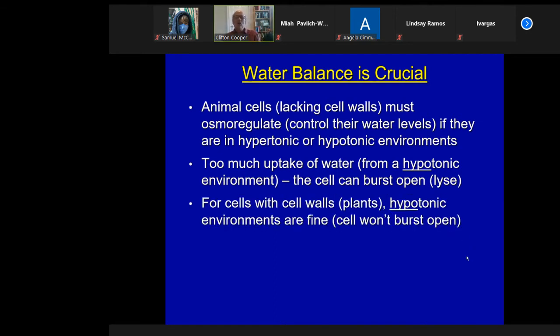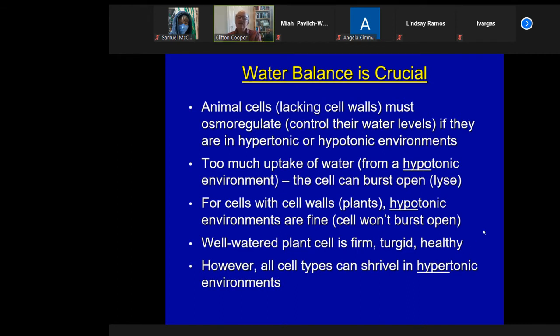Now, if you have cell walls, that won't happen. Plant cells love it if you give them fresh water. So you go and water a plant with fresh water, its cells don't explode because the cell wall prevents that from happening. It reinforces the cells. So the correct environment for plant and animal cells is different. Plant cells want to be in fresh water. Animal cells want to be in slightly salty water. Neither one of them likes to be in extremely salty water, a hypertonic environment. That will cause all cells to shrivel.